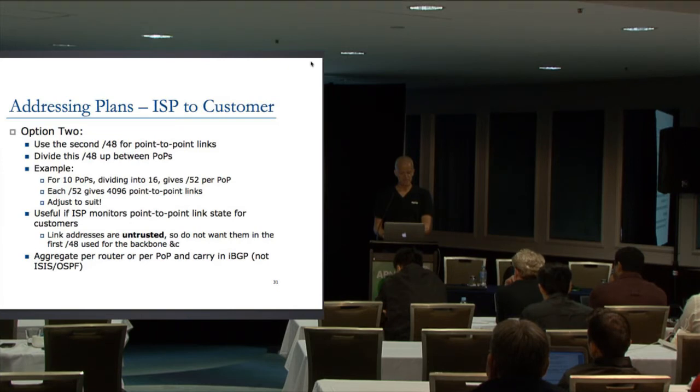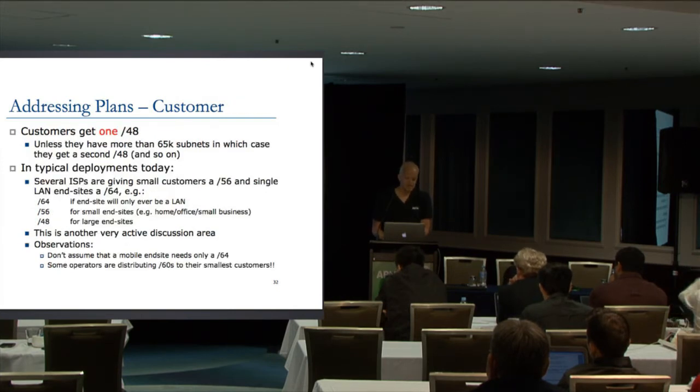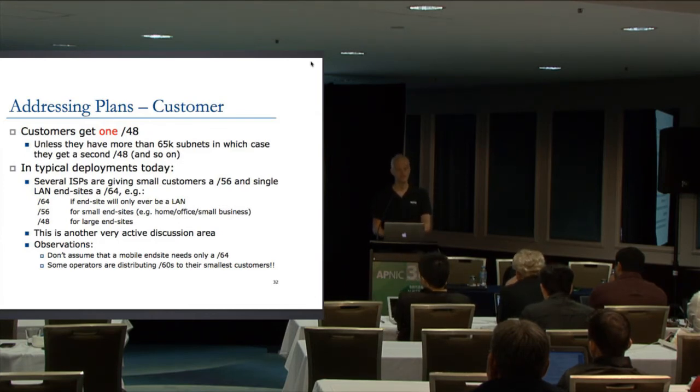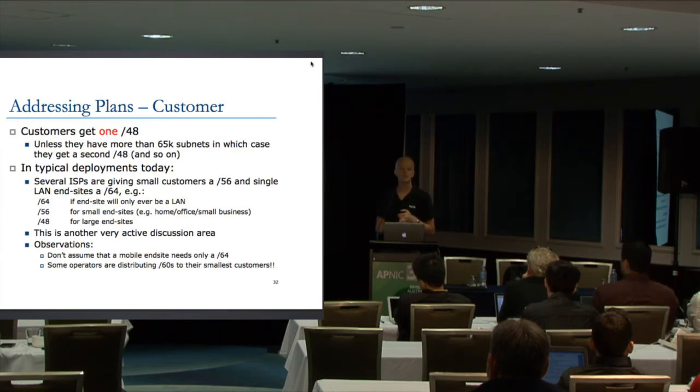And what else? Customers get a /48? Well, that's what the design expectation is. If they've got more than 65,000 subnets, A, congratulations, and B, give them another /48. It's very unlikely. I don't know any organization that's hit the 65,000 subnet mark. That's a lot. But in typical deployments today, even though the spec is the first bullet, the second one, I see more typically /48 for large end sites, /56 for small end sites, which tends to be your broadband, so home, office, small business. My ISP here in Australia gives me a /56.